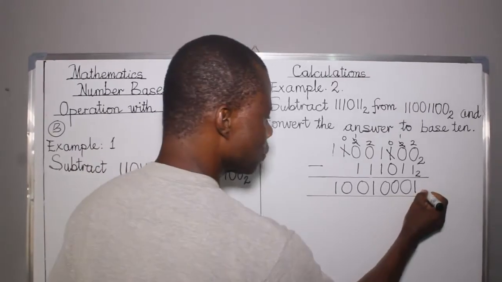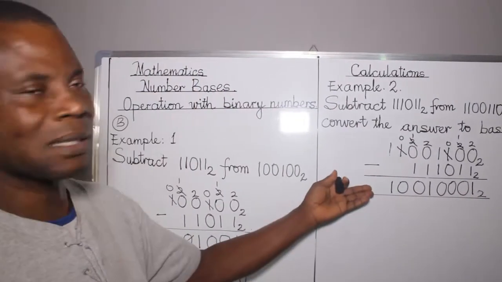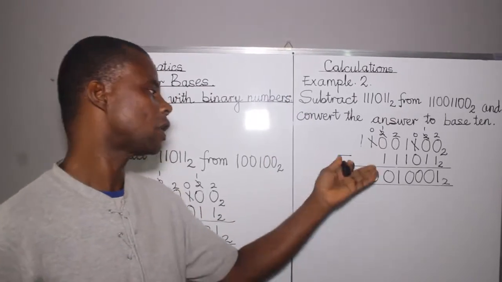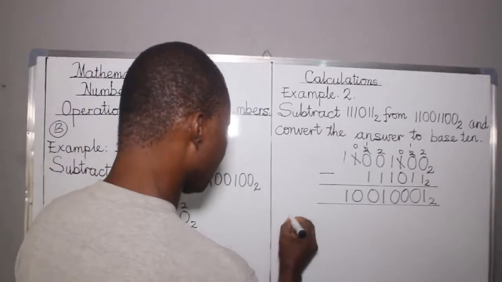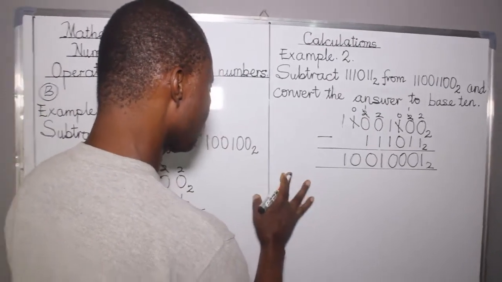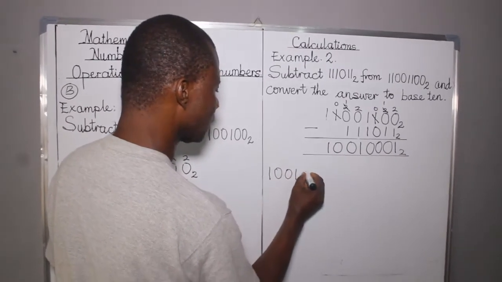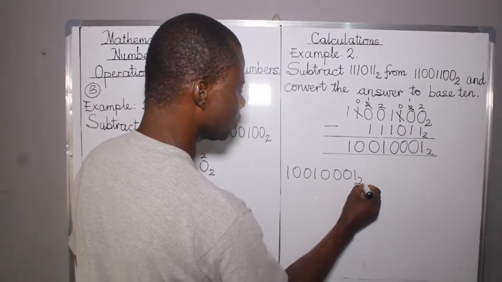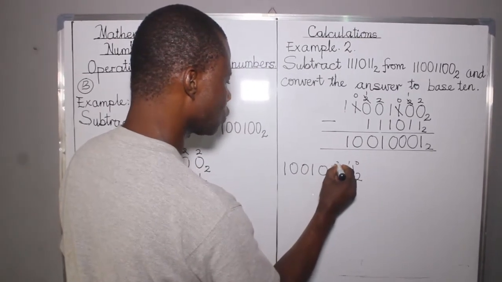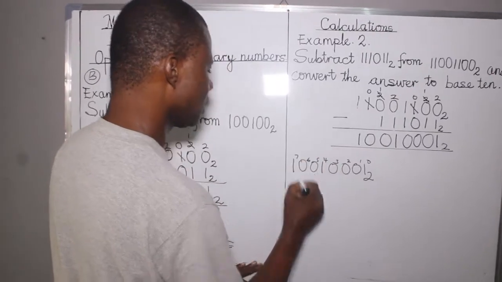And base 2. This is the answer in the process of subtraction. Now convert it to base 10. Write the figure out. 1 0 0 1 0 0 1 to base 2. 0 1 2 3 4 5 6 7.